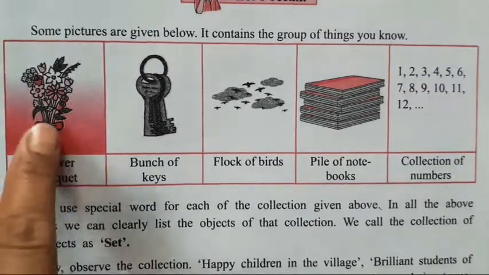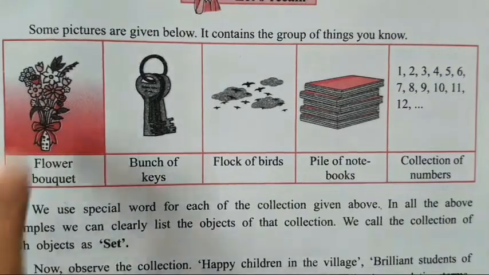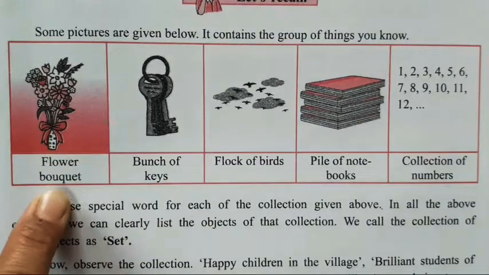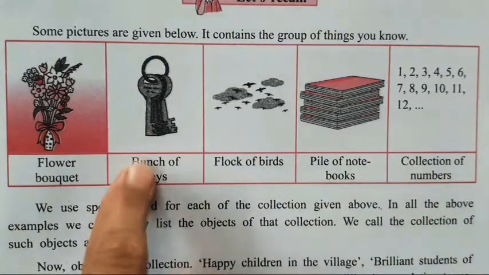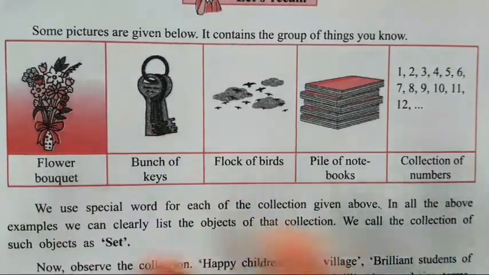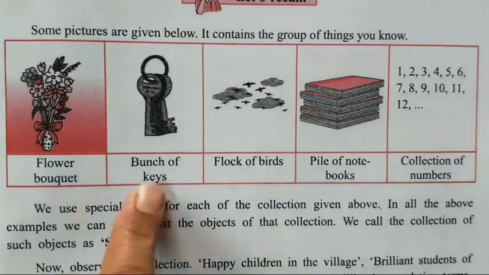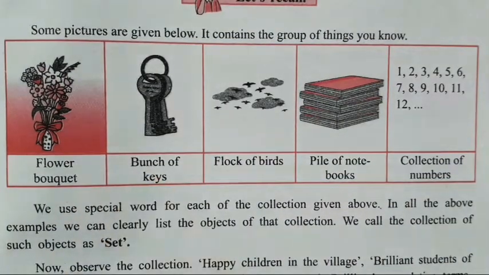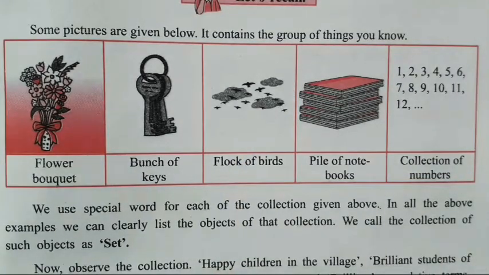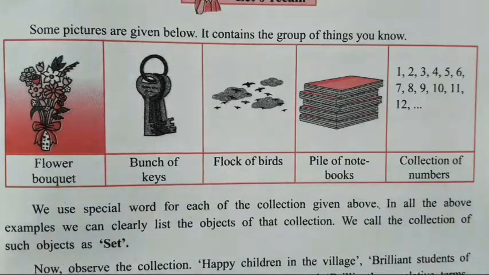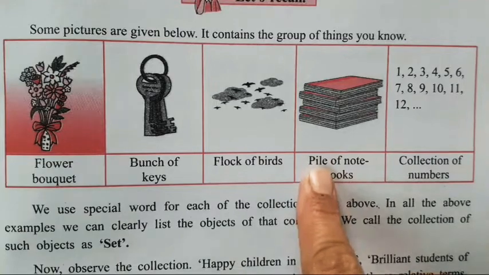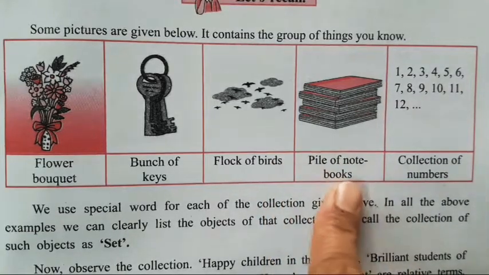For example, when we collect a few flowers together, we can name it a flower bouquet. When we have a single key, it is a key. But when we have 2-3 keys together, it is known as a bunch of keys. Same for birds. A single bird is a bird, but a group of birds is known as a flock of birds. A single book will only be defined as a book, but 2-3 books together are known as a pile of notebooks or a pile of books.